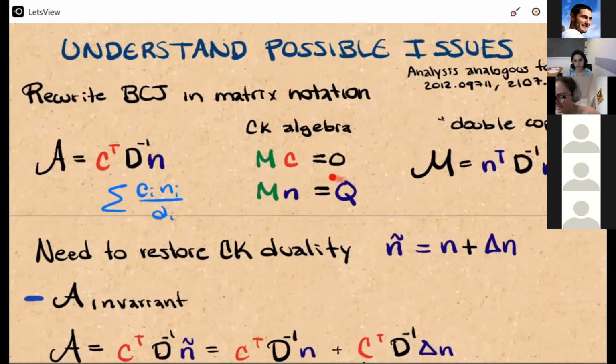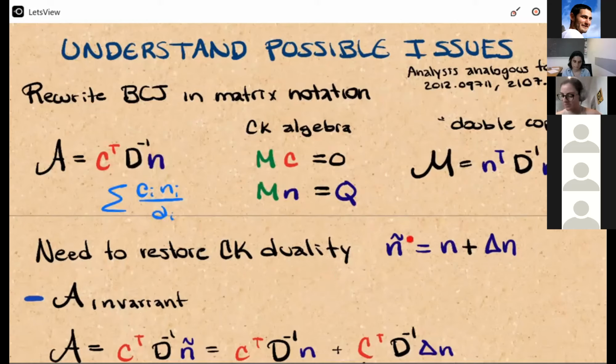And in our case, we have that this generically is not 0. So we're going to start with those. And this will be sort of your expected double copy if you believe with these kinematic factors. But as we said, this doesn't satisfy color kinematic algebra. So what we need to do is now restore this duality.